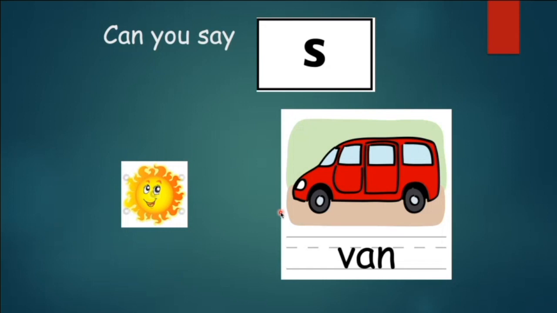out if the certain picture or name of word has the sound. Again, what do we have here? We have here the sound, all right? For this first picture here, what do you call this picture? This is a picture of a sun. Sun.